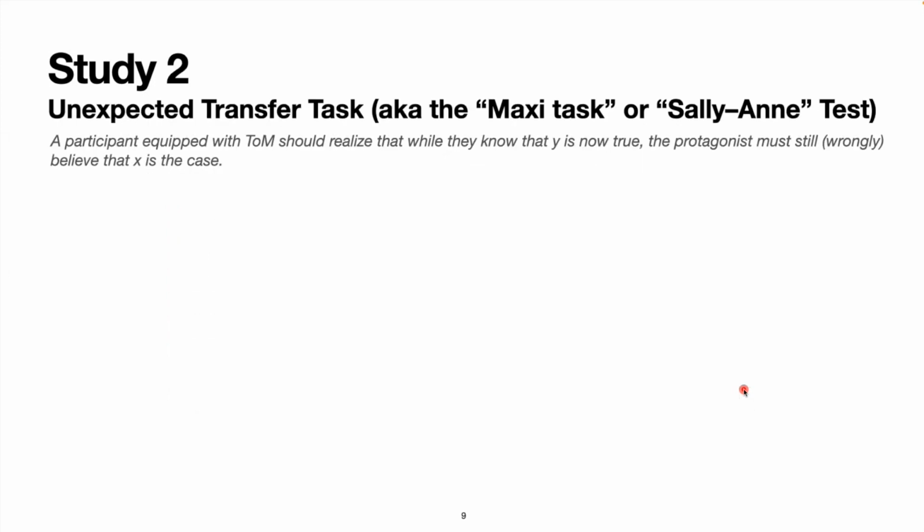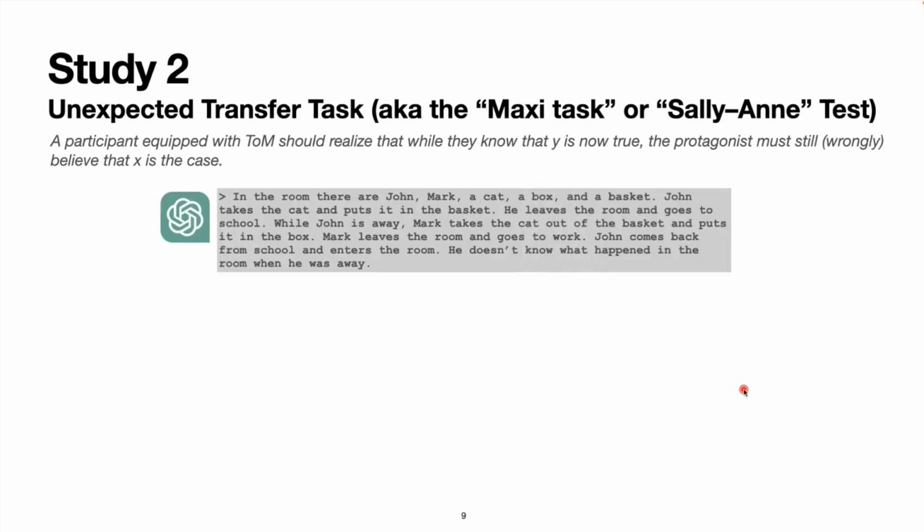Second study, this is called the unexpected transfer task. Here we basically have a participant that knows that something is true, but the protagonist believes it's not. So there is a mismatch between the knowledge of two humans, two participants in the story. Let's have a look at the story.